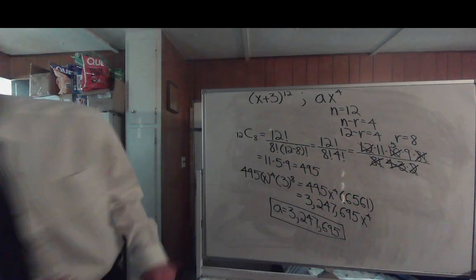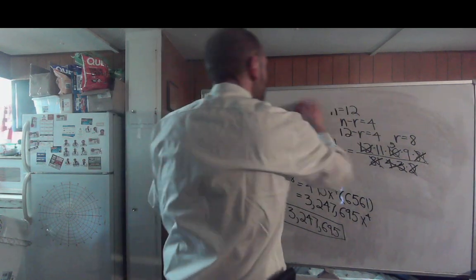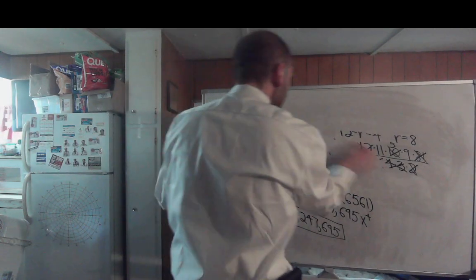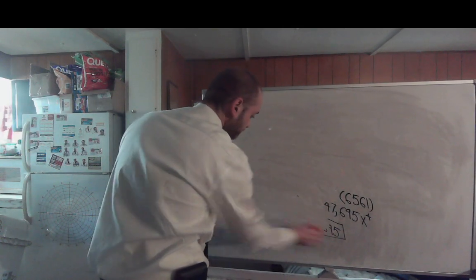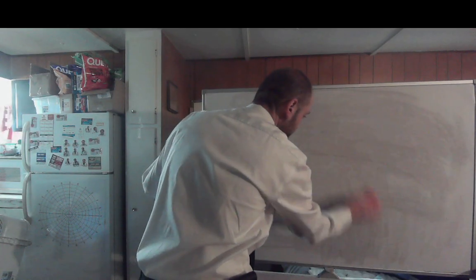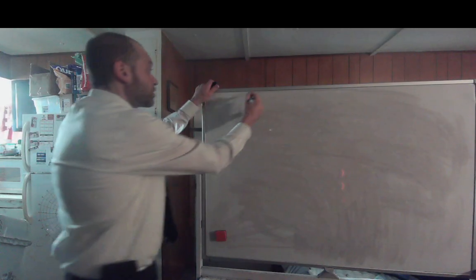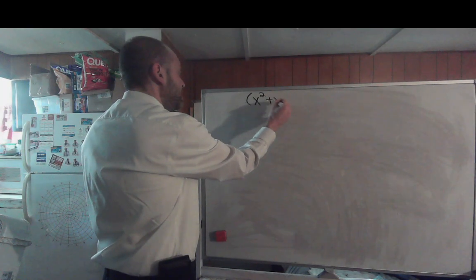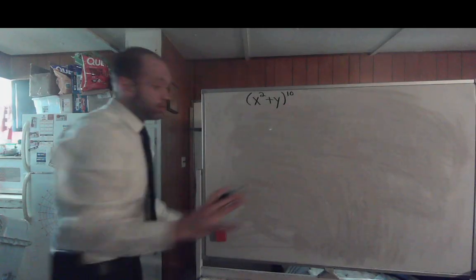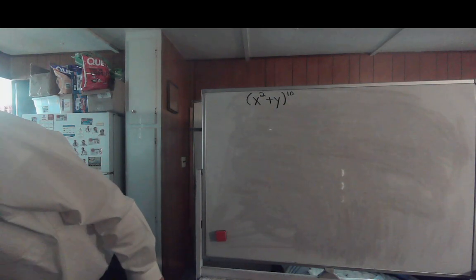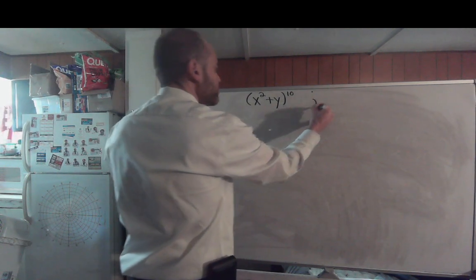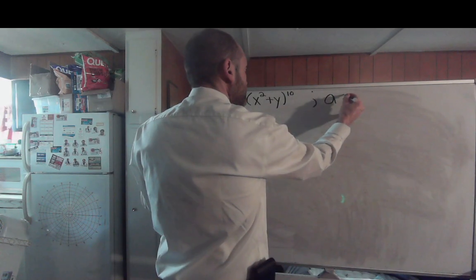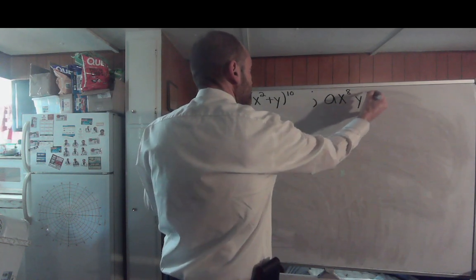Let's do 2 more. We're going to actually do 2 more. We're going to do this. So we're going to have x squared plus y raised to the 10th power. They want us to find the coefficient on the x to the 8th, y to the 6th term.